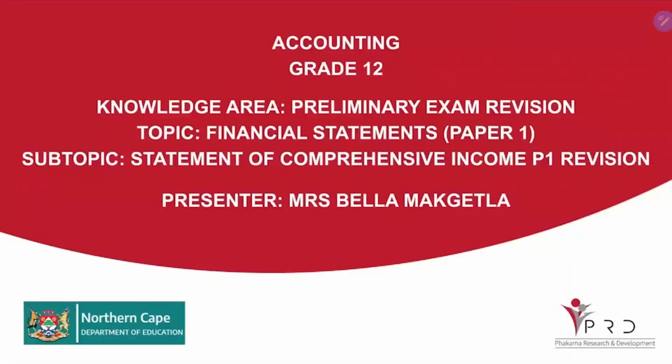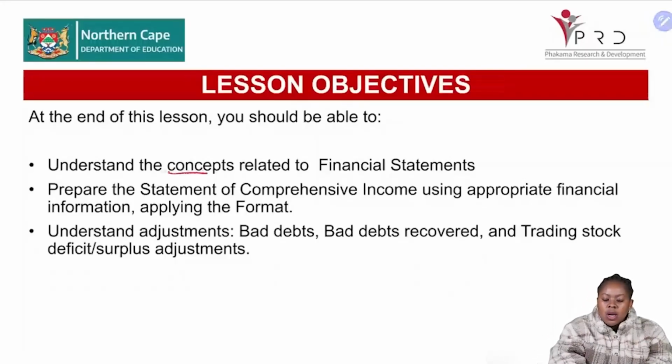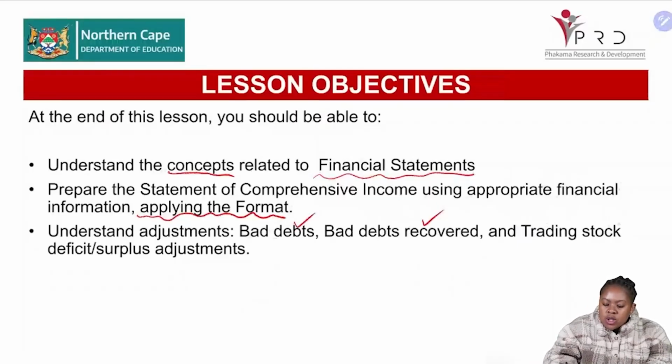Now, on today's lesson, we will be looking at financial statements, specifically the statement of comprehensive income. This is what you need to know by the end of this lesson. You must be able to understand the basic concepts of financial statements. You must be able to prepare the statement of comprehensive income using the appropriate financial information and applying the format. Then you must be able to understand these adjustments, the bad debts recovered, and trading stock surplus or deficit.